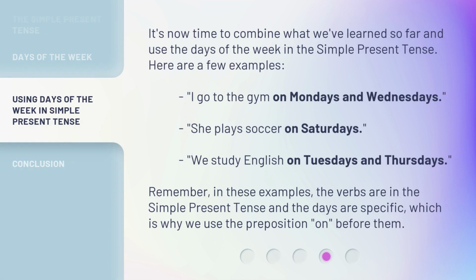It's now time to combine what we've learned so far and use the days of the week in the simple present tense. Here are a few examples. I go to the gym on Mondays and Wednesdays. She plays soccer on Saturdays. We study English on Tuesdays and Thursdays. Remember, in these examples, the verbs are in the simple present tense and the days are specific, which is why we use the preposition on before them.